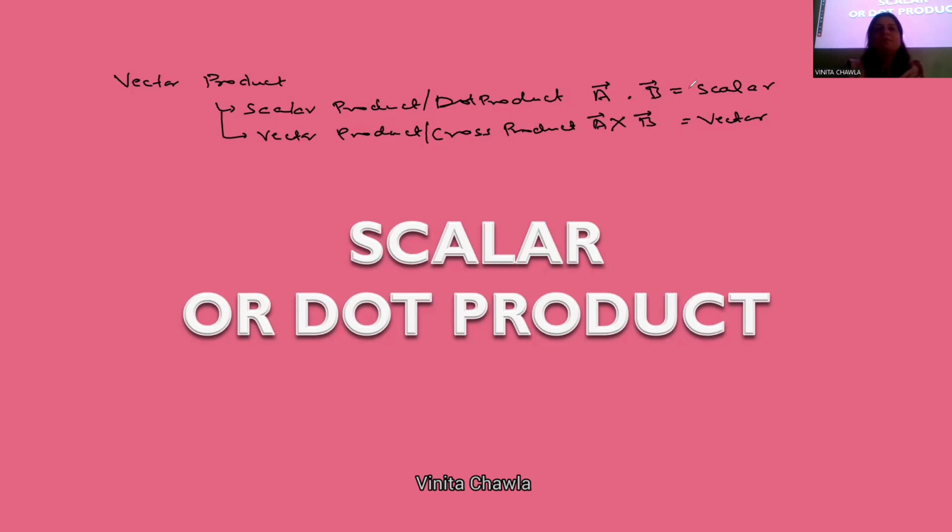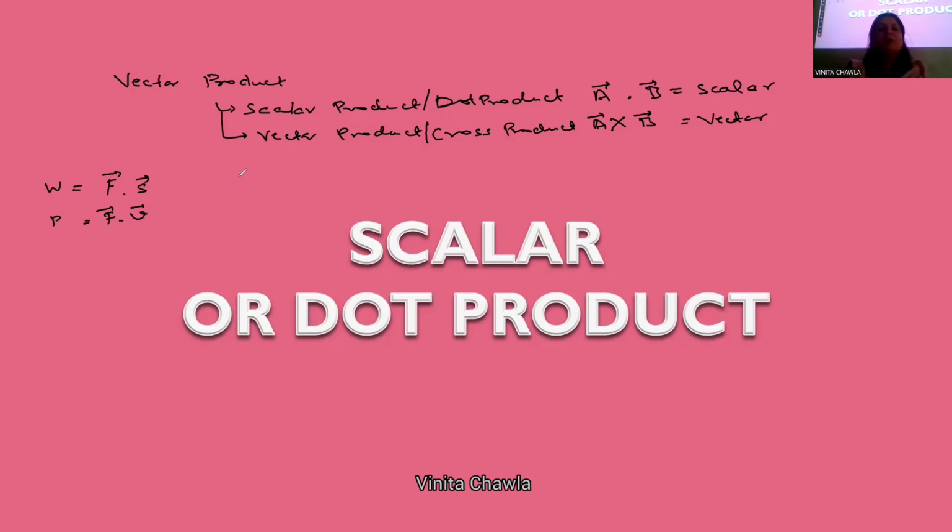Understood? For example, if we have force and displacement, both are vector quantities. But when we multiply force and displacement, we get work, which is a scalar quantity. Similarly, force and velocity on multiplication give power, which is a scalar quantity, right? So here two vectors are multiplied and we get a scalar quantity. It's a scalar product of two vectors.